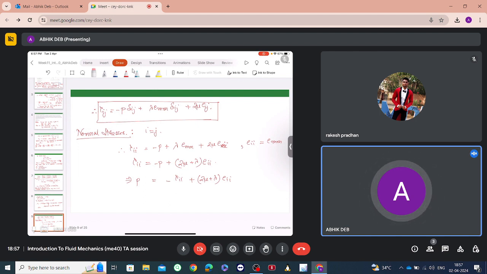That is, i equals j will happen thrice, right? For i equals j equal to 1, 2 and 3. Therefore for delta ij, if we take the magnitude, it will be just 3. So minus 3p, and 3p is equal to minus tau ii plus this. So p is equal to minus tau ii.